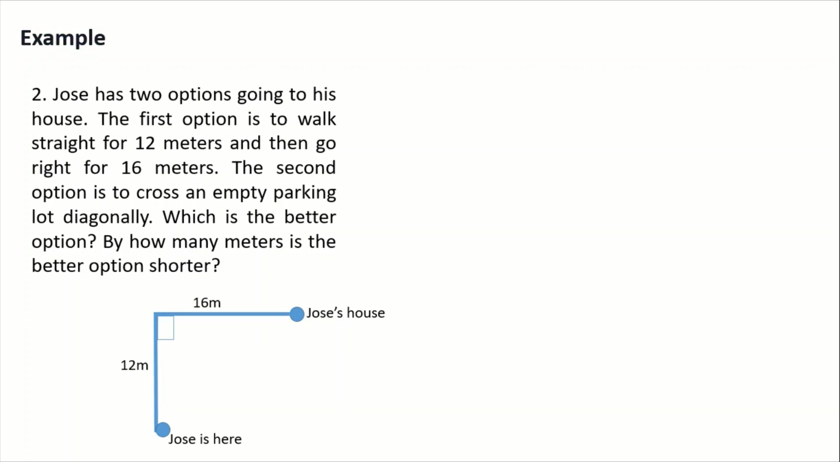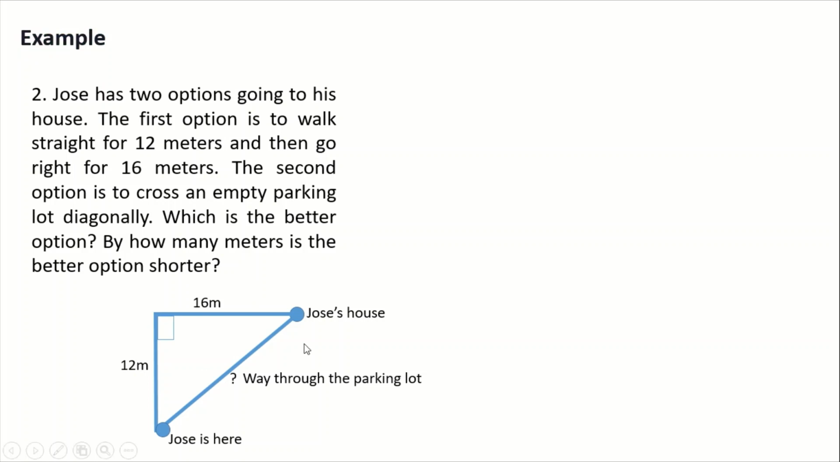Alright? And yung second option naman is through the parking lot. So, yung way na yun is diagonally. Ayan. So, that means we're going to find the measurement of this side. Or we're going to find kung ilang meters yung layo nito sa bahay ni Jose. Okay? And after that, kailangan nating i-identify kung anong option yung mas better at mas maiksing daan papunta sa bahay ni Jose.